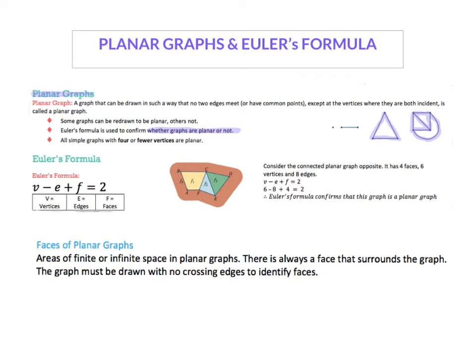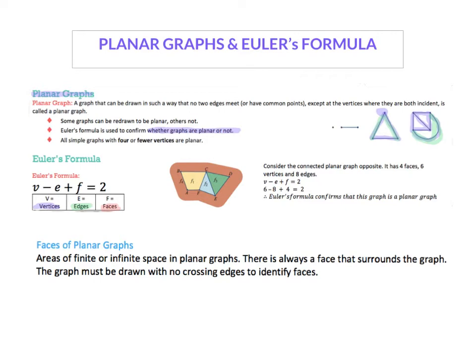Euler's formula talks about vertices, which we know are the points on our graph. It uses edges, which are the lines joining those points. And the last one that we're going to look at is faces. Faces in a graph include the areas that are created by the graph.